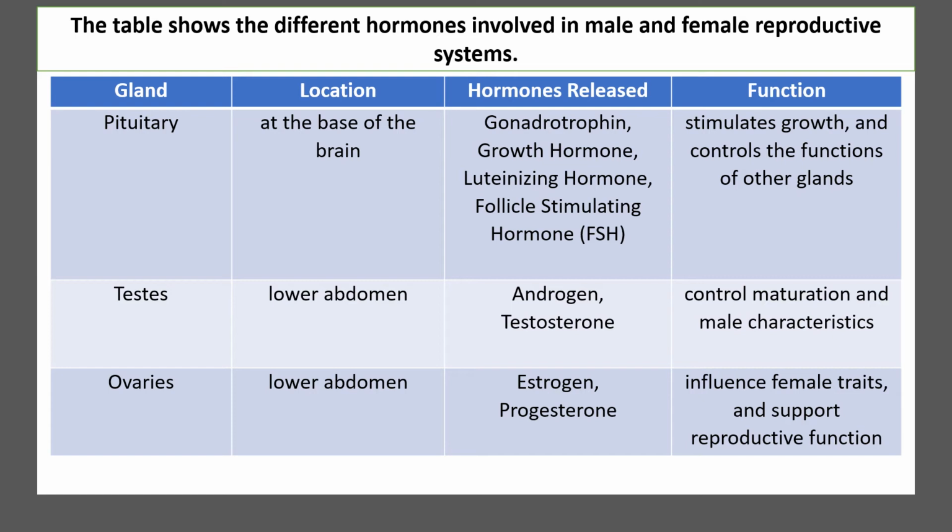For the female, they have the ovaries, with the same location as the testes, found at the lower abdomen, wherein they release or secrete androgen, estrogen, and progesterone, which influence the female traits, the onset of the breasts, and menstruation, and also support the reproductive functions.